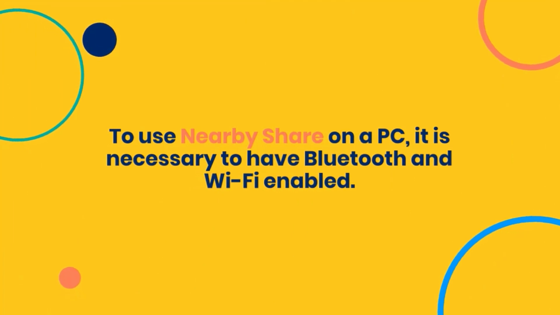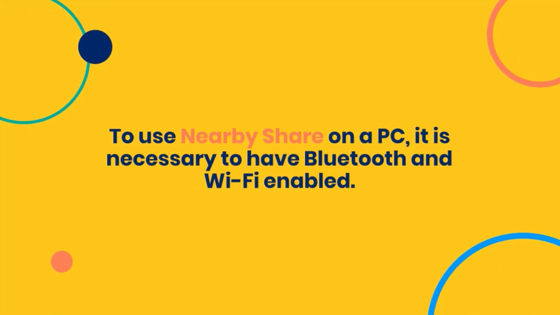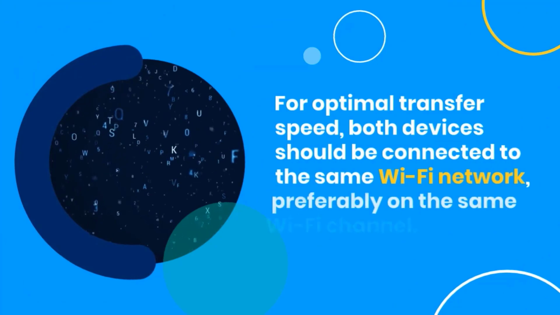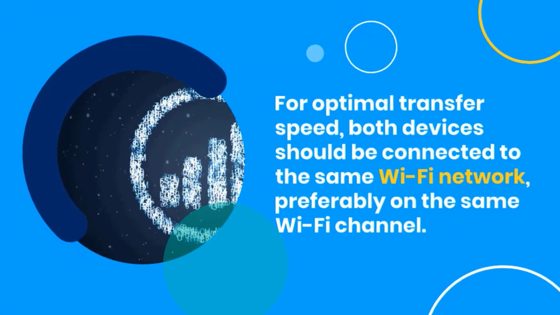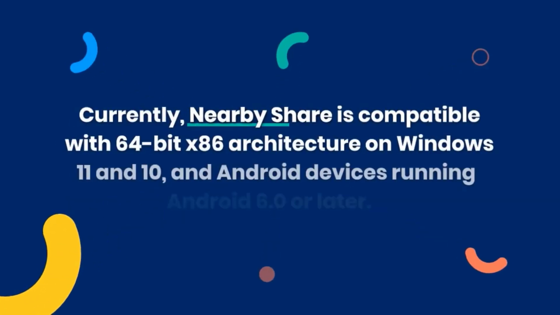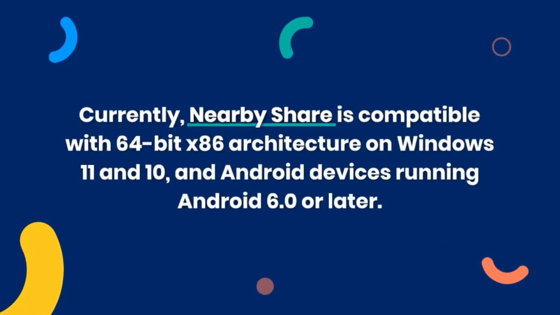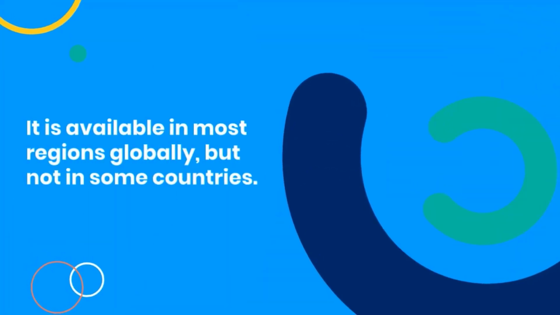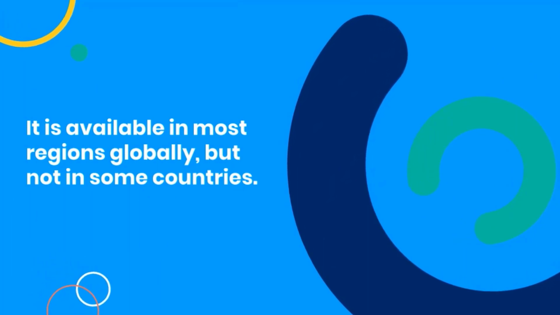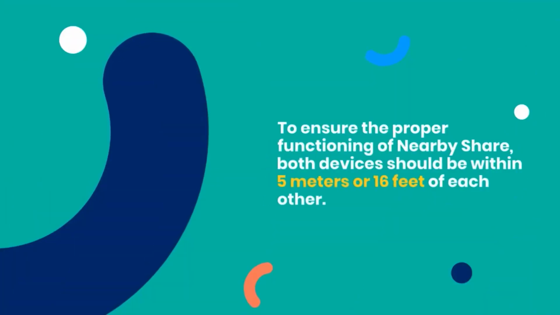To use Nearby Share on a PC, it is necessary to have Bluetooth and Wi-Fi enabled. For optimal transfer speed, both devices should be connected to the same Wi-Fi network, preferably on the same Wi-Fi channel. Currently, Nearby Share is compatible with 64-bit x86 architecture on Windows 11 and 10, and Android devices running Android 6.0 or later. It is available in most regions globally, but not in some countries. To ensure the proper functioning of Nearby Share, both devices should be within 5 meters or 16 feet of each other.